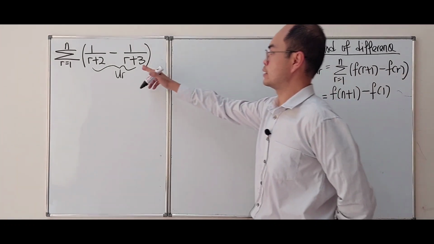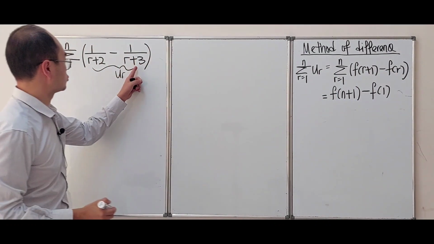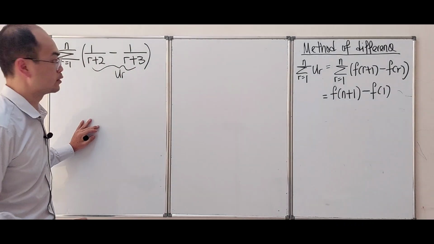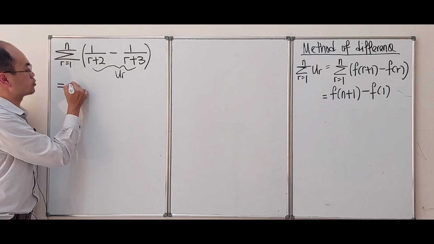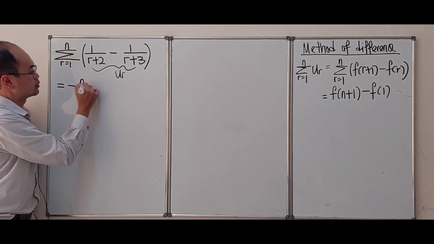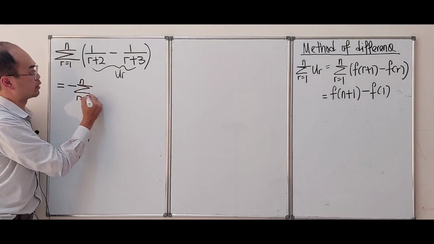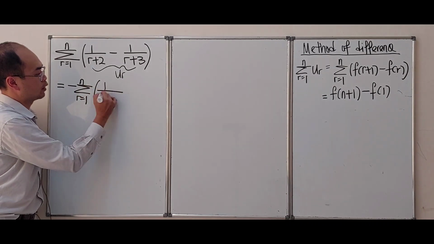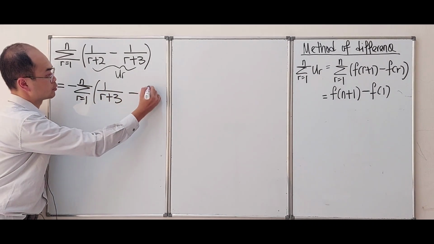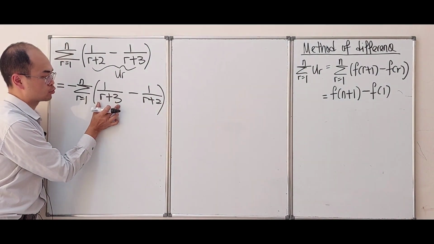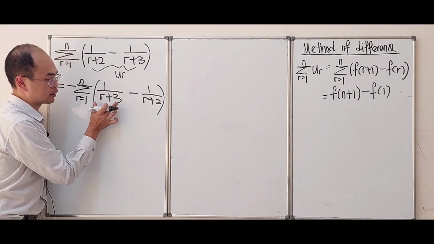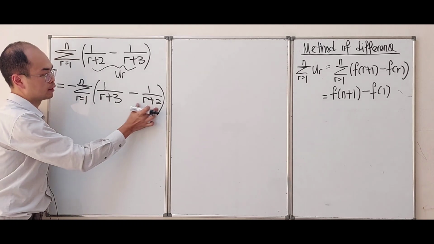So for instance, I see that here will be r plus 3, extra 1 compared to this one, right? So I can factorize the negative out. So negative and summation of r equals 1, here you will have 1 over r plus 3 minus 1 over r plus 2, right? This one is r plus 3, this one is r plus 2. This one is larger compared to this one, okay?